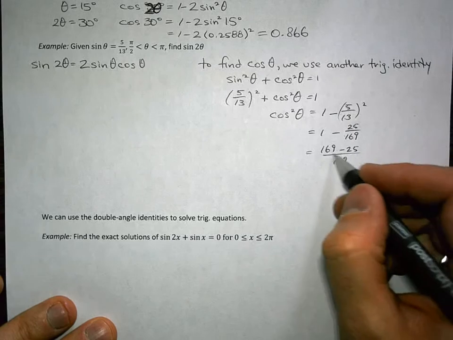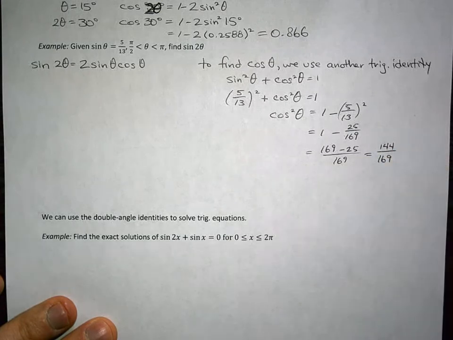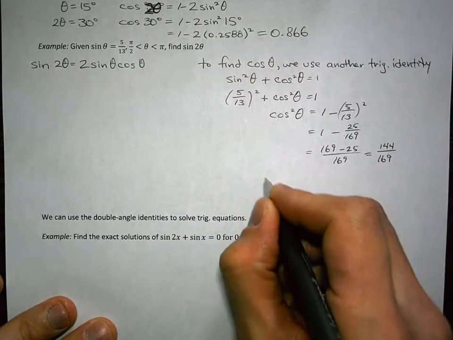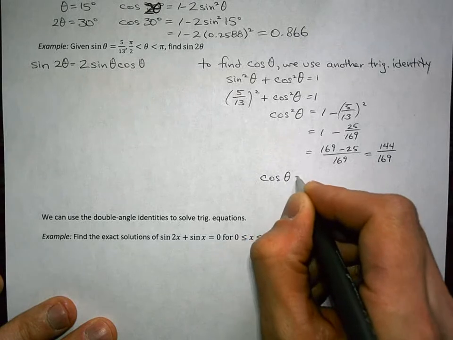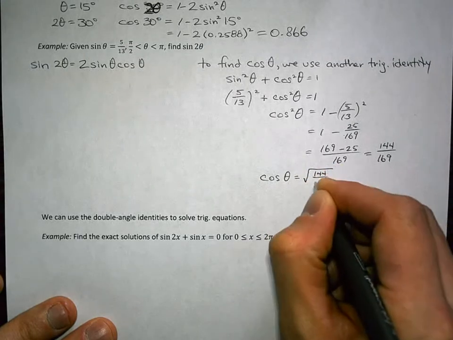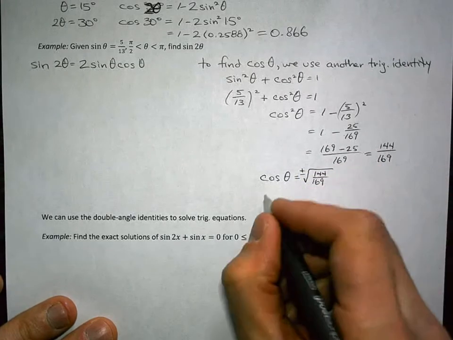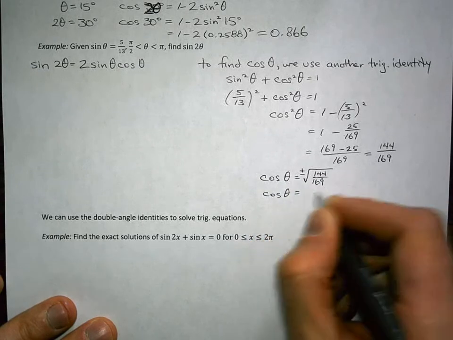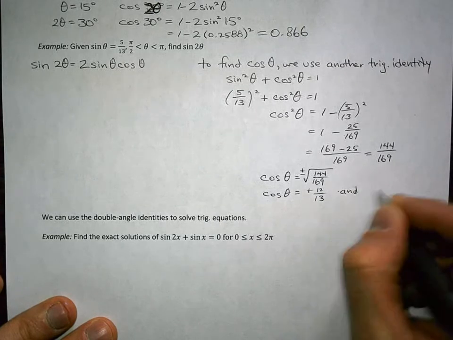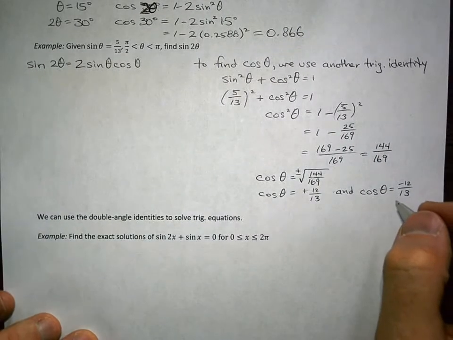And that gives me, what's 169 minus 25? 144 over 169. Now, if I want to find out what cos theta is, that would be the square root of 144 over 169, plus or minus the square root, sorry. So that gives me cos theta equals positive 12 over 13, and cos theta equals negative 12 over 13. So I have two answers here.